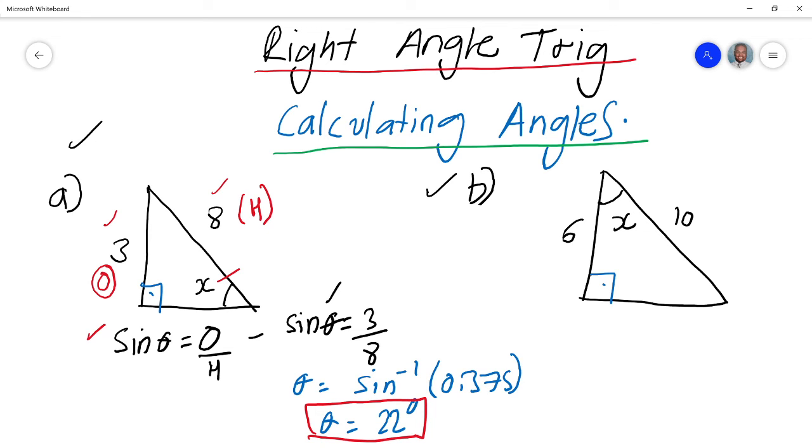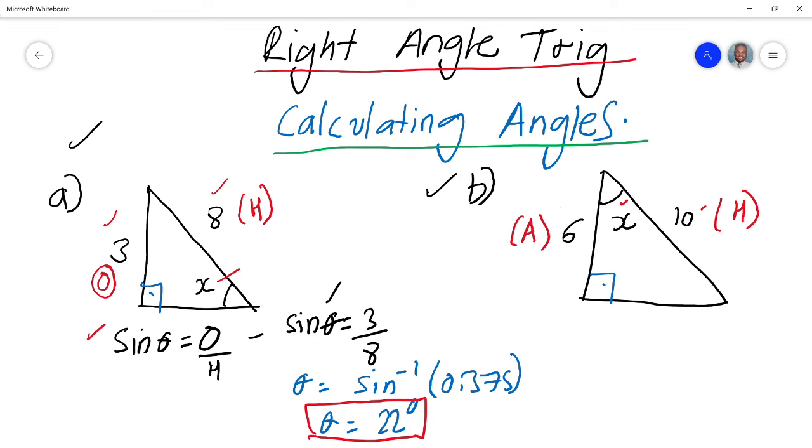Okay. Now let's look at B. We need to work out what x is. So what is 10 and what is 6? Now if I look at 10, 10 is my hypotenuse because that's the longest side. What is 6? Is 6 my opposite or my adjacent? If it's opposite, it'll have to be opposite this angle here. All right. But in this case, that 6 is your adjacent. So we've been given adjacent and hypotenuse.